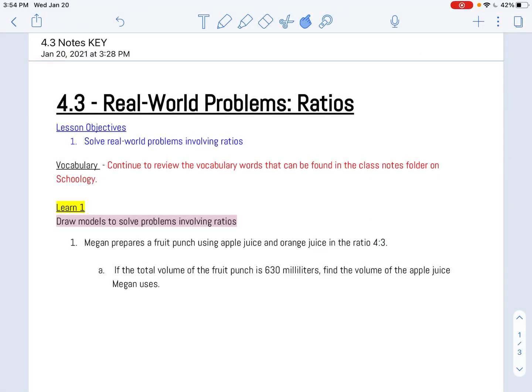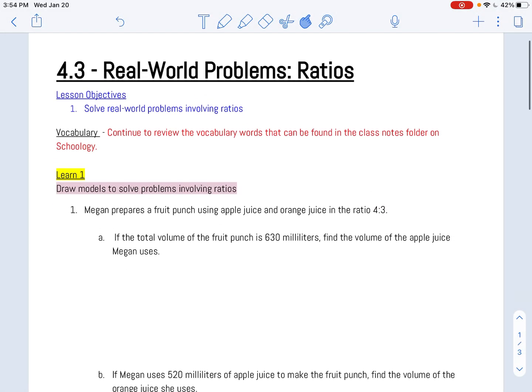Today we are going to be starting our third section within Chapter 4, all about word problems related to ratios. So applying everything we've practiced so far in Chapter 4, Sections 4.1 and 4.2, applying that now looking at word problems here. So our goal is that you guys are going to be able to solve real-world problems involving ratios.